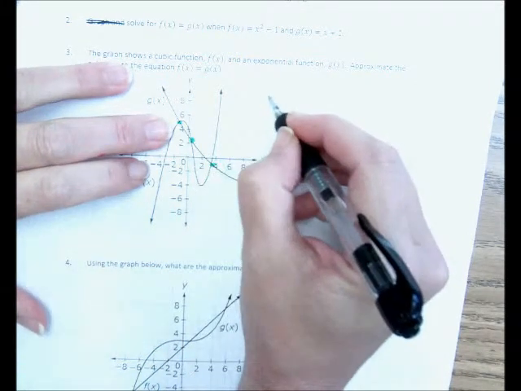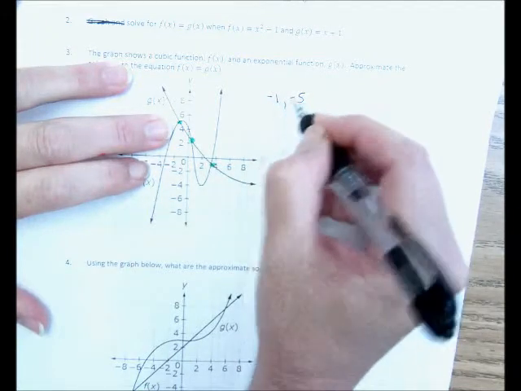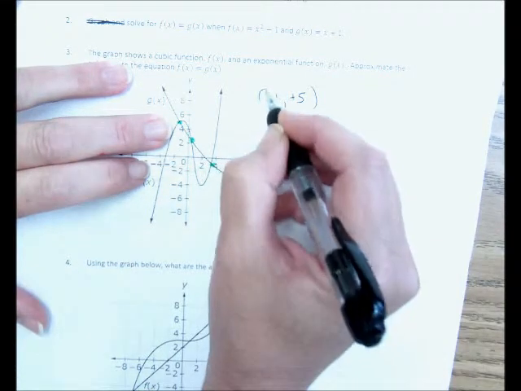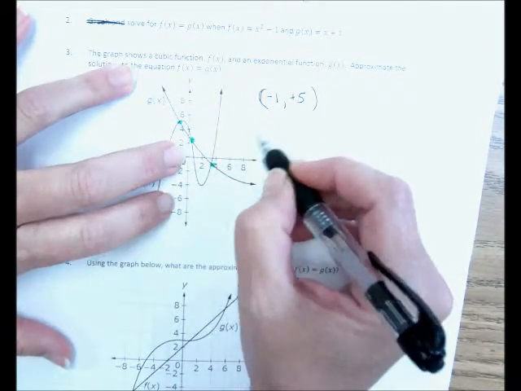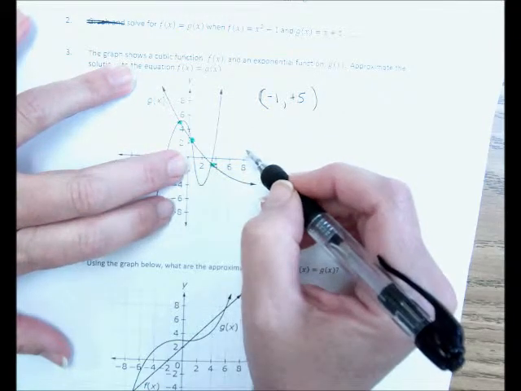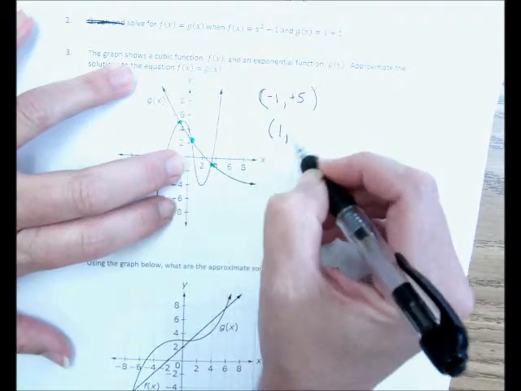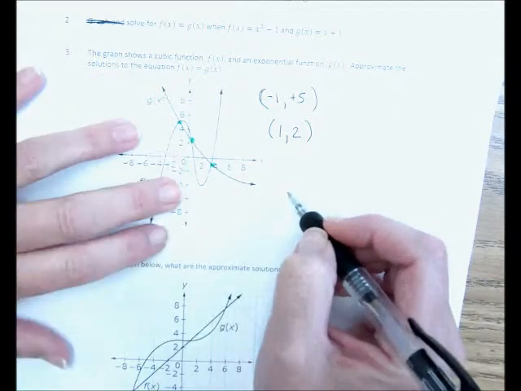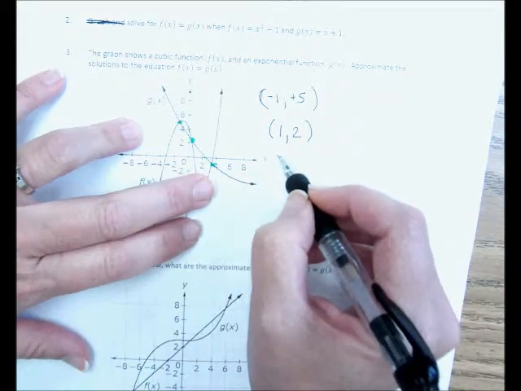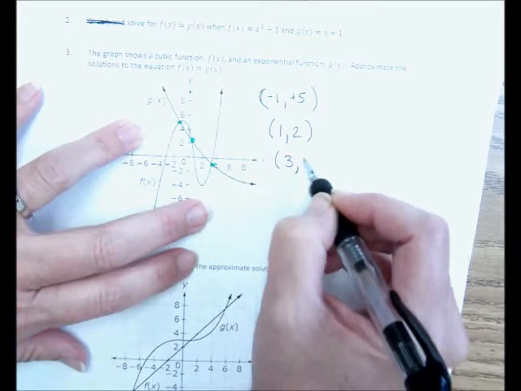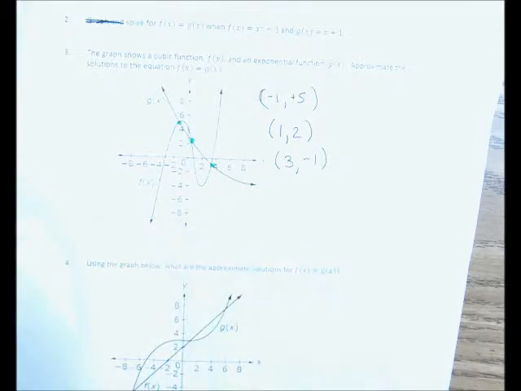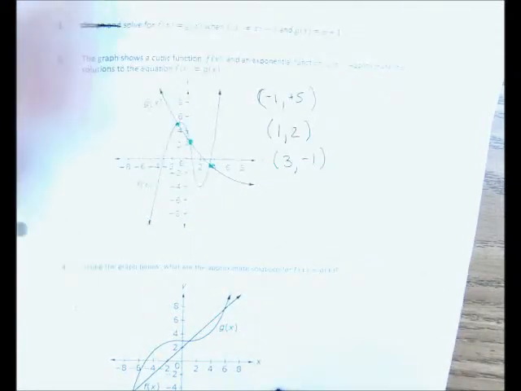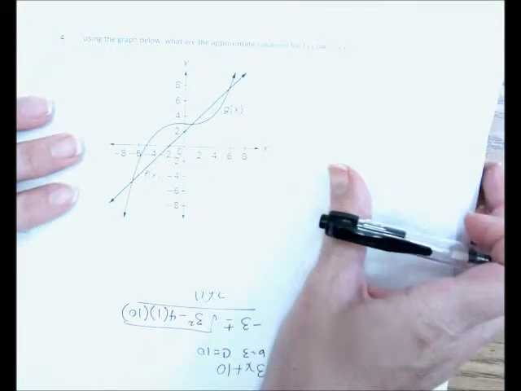The first point appears to be at (-1, 5). The second point here looks to be maybe at (1, 2), we'll just say (1, 2), and it says approximate, so that's fine. And then my next one is going to be at (3, -1). So those are my 3 points of intersection. If it's graphed and I can read it, it's much easier to see the points of intersection, or where the two graphs meet.